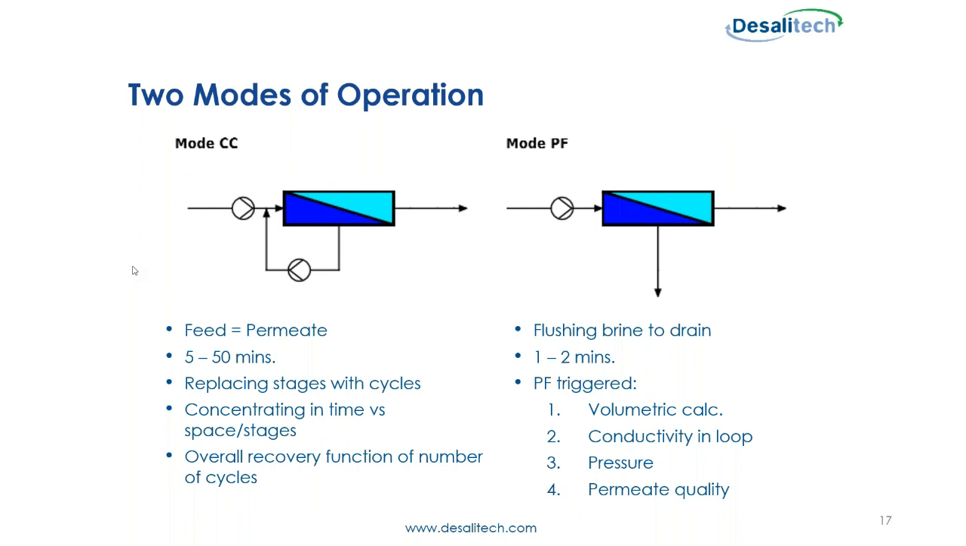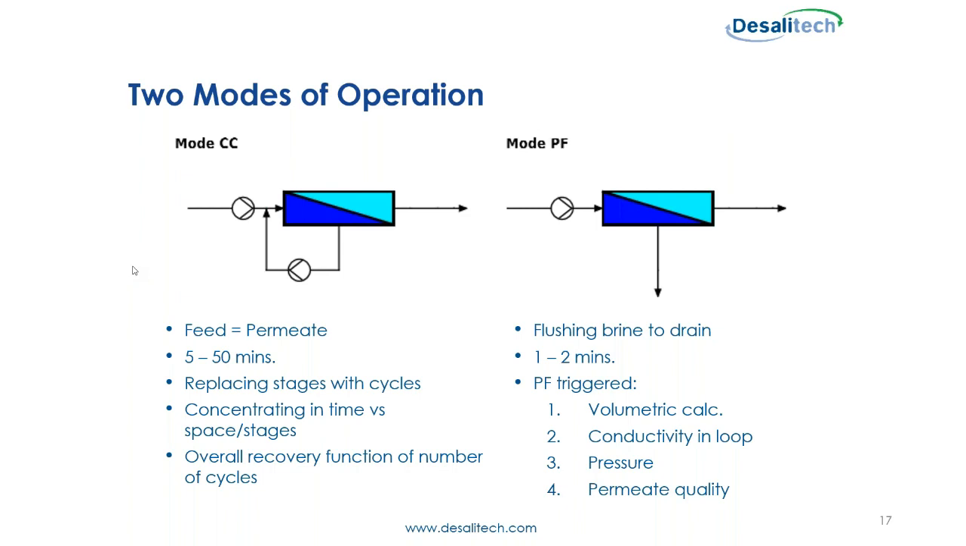So the default is a volumetric calculation. So if the permeate is equal to 9x and the volume of the system is x, so the volume of the system is what you dump during PF mode, then that recovery would be 90%. So 9x plus x, your feed is 10x.